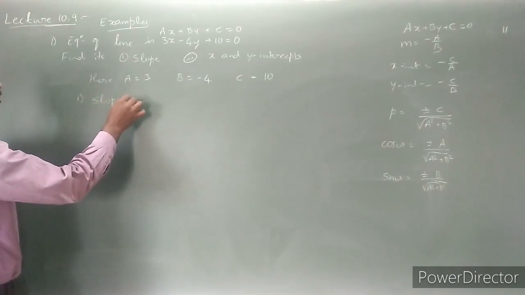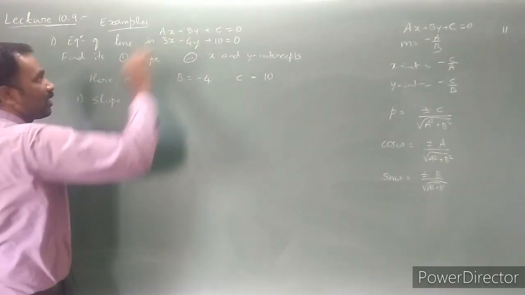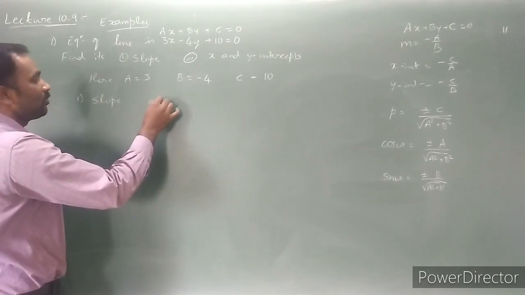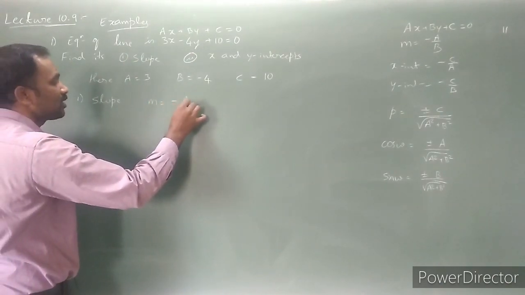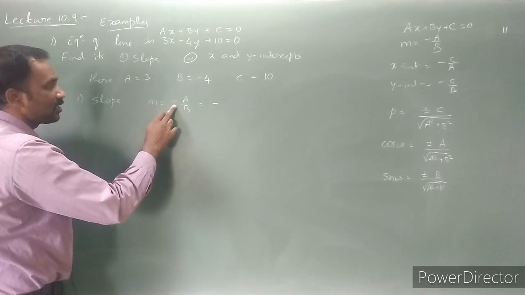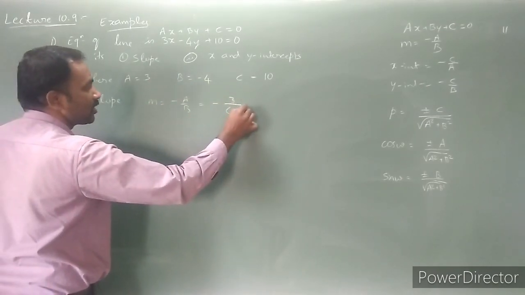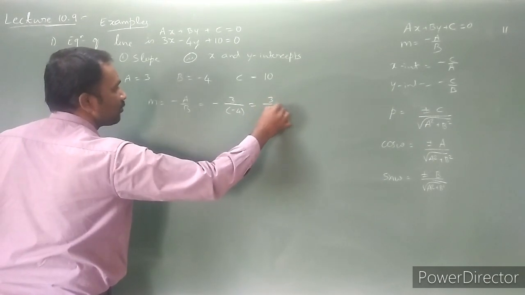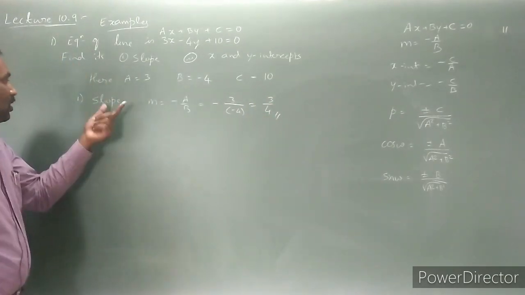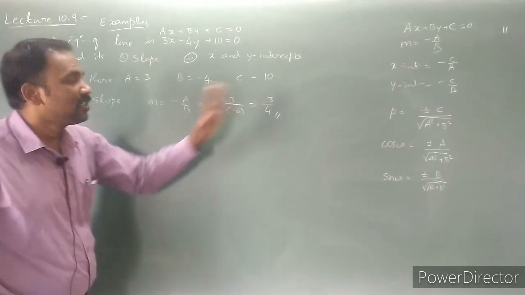What is the formula to find the slope of the line? Whenever the line is in the general form, slope m is equal to minus a by b, minus as it is. What is the a value? 3. What is the b value? B value is minus 4. Replace it and simplify, 3 by 4. That's all. The required slope of the line is 3 by 4.